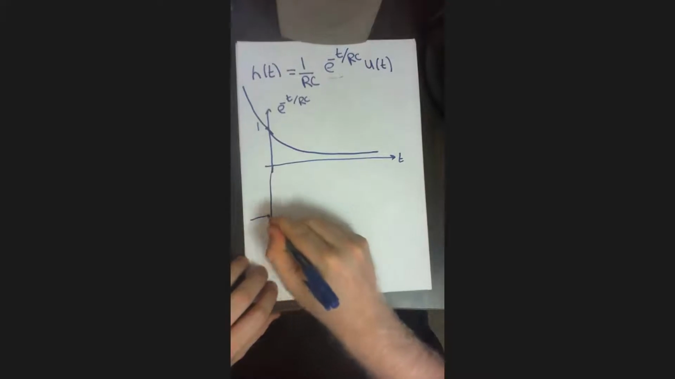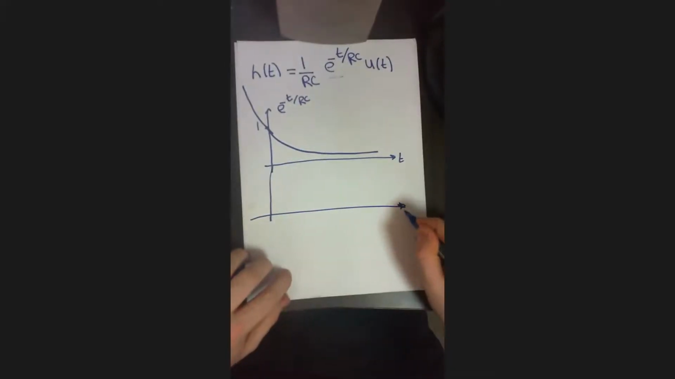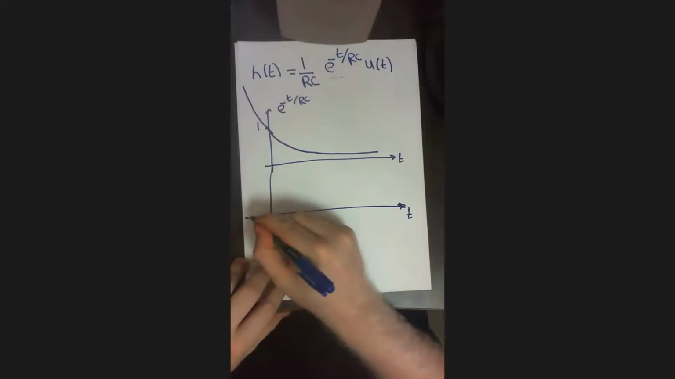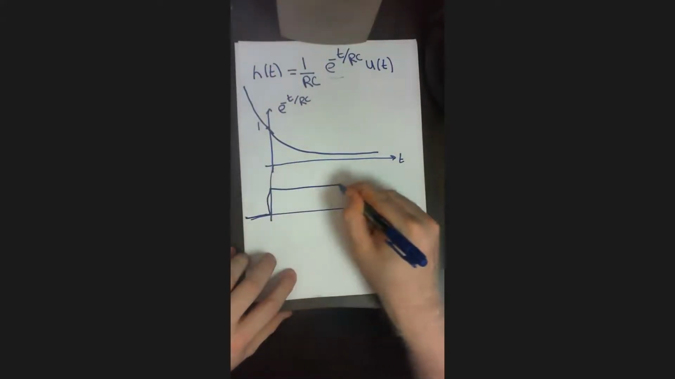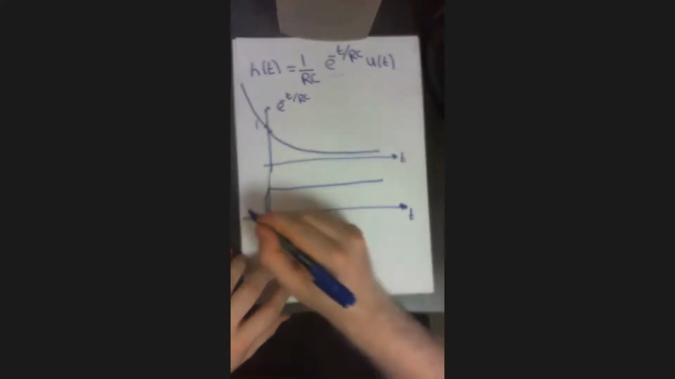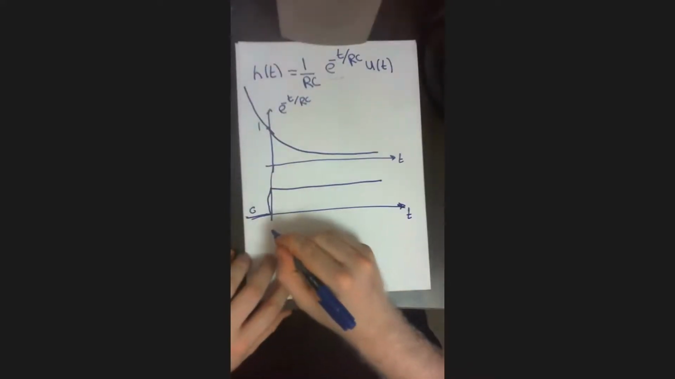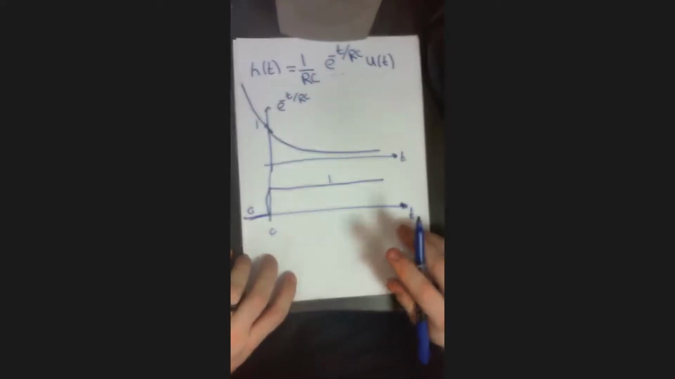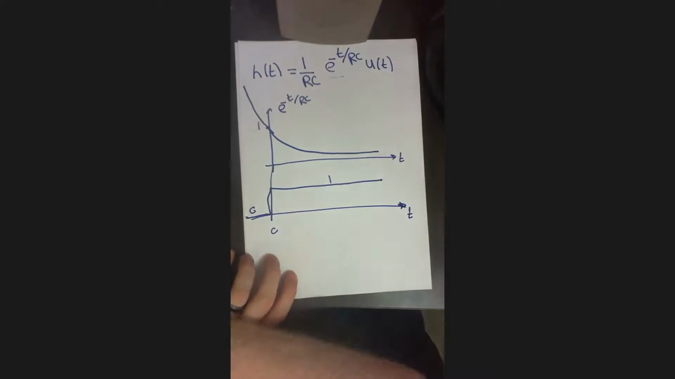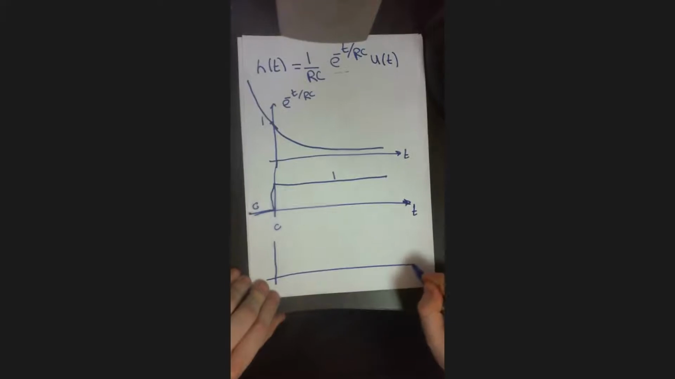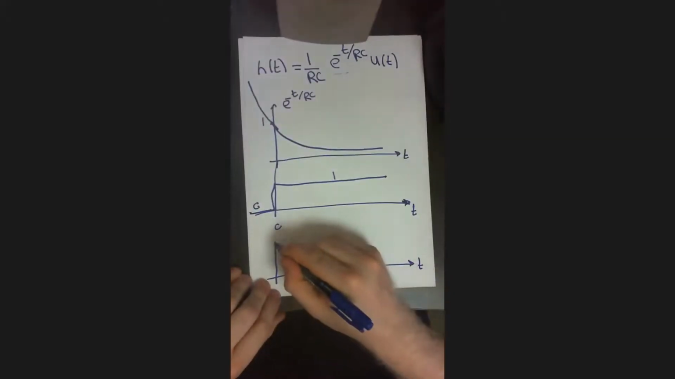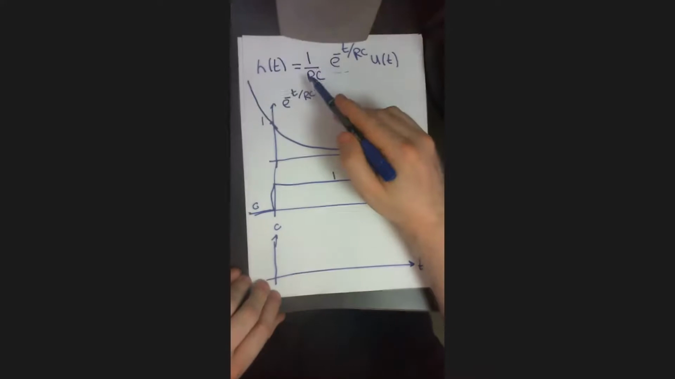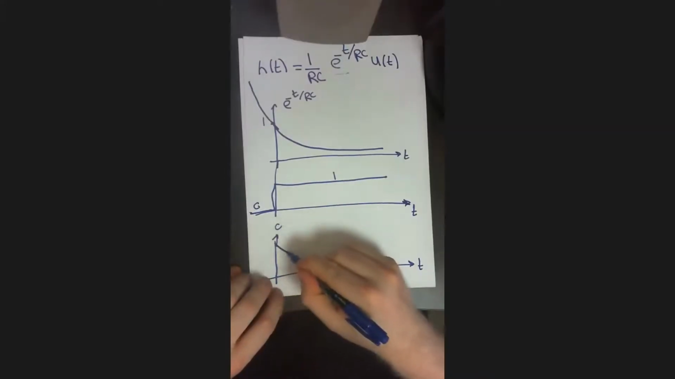So what about the unit step function? If you remember from your signal classes, we have a u of t function in this manner. It's 0 when t is smaller than 0 and equal to 1 whenever t is greater than 0. This is the standard unit step function as you know. By multiplying these two functions together, and of course now we have an amplitude of 1 over RC, we will have something like that.